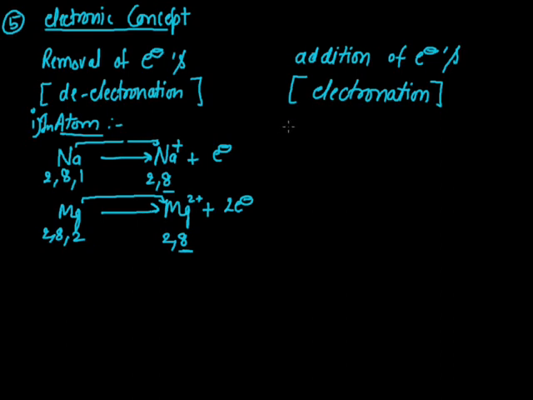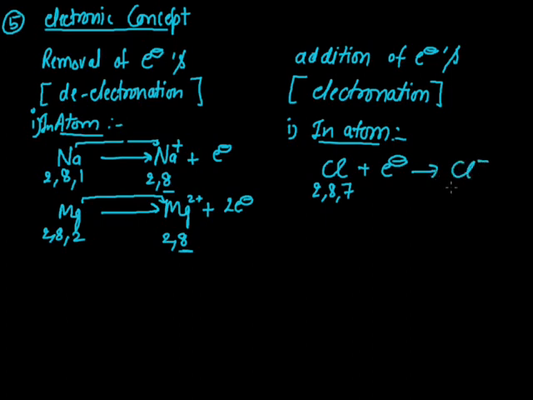Now in case of reduction in atoms, we can take an example of chlorine. Its electronic configuration is 2,8,7, and it gains one electron to complete its octet and converts into Cl-, and the configuration will be 2,8,8. Before the reaction it contains 7 electrons in the outermost shell, but after the reaction it contains 8 electrons in its outermost shell. The octet will be completed. So we can say that in this reaction chlorine converts into a Cl- ion, or a chloride ion.